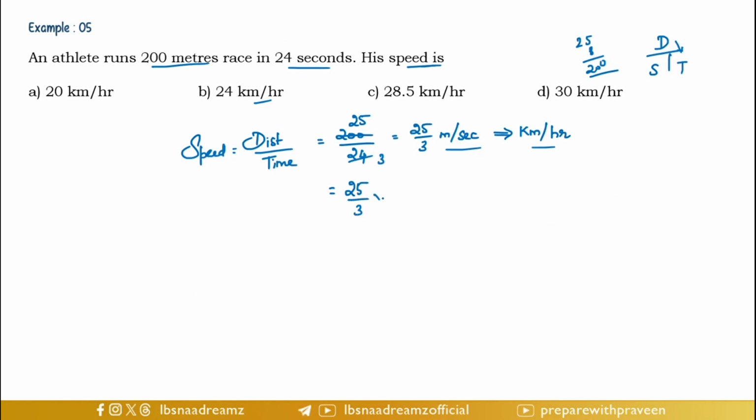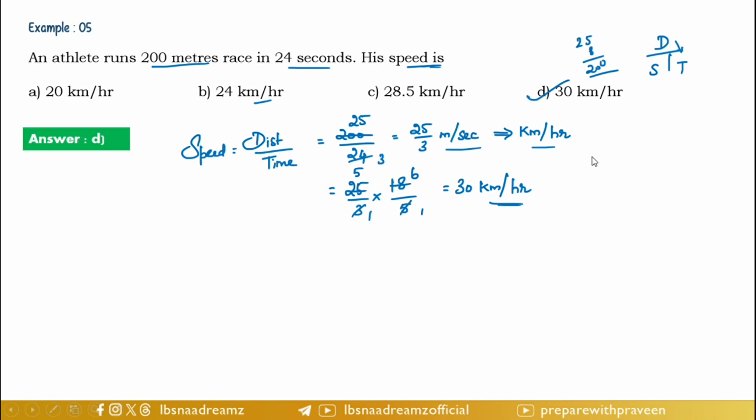25 by 3 into 18 by 5. 1 5 is 5, 5 5s are 25, 1 3 is 3, 6 3s are 18, which is 5 into 6, 30 kilometer per hour. So the speed of the athlete is 30 kilometer per hour. So option D is the right answer. Yes.